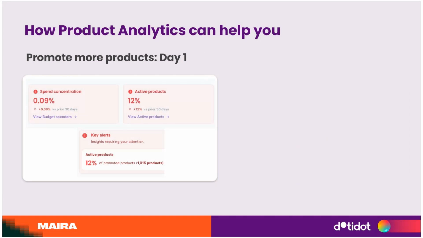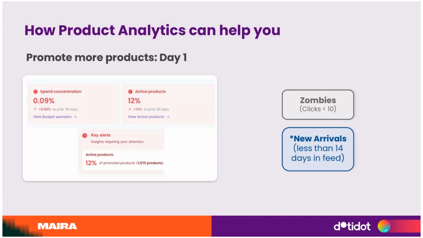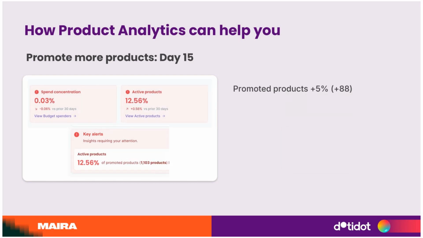So what you can do here is create your zombie campaigns, and you can create a campaign for your new arrivals. The campaign for the new arrivals, I would say, is really important, because these products are the products with your highest margin. These products are priced before you put any discount on them. So make sure that they are promoted, make sure that they are visible, and that you sell as many of them as possible in the first 2 weeks. We did something like this with our customer, and after 15 days we noticed that, yay, we increased the performance, and we increased the number of promoted products by an incredible 5%.